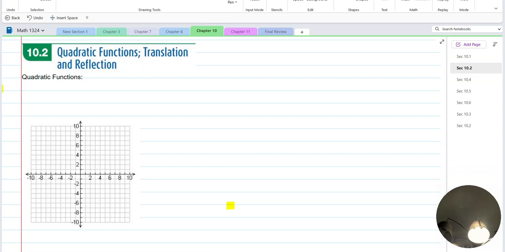Here we are now at section 10.2, quadratic function translations and reflections. In this text, we're learning all of the looks of a function. We did linear, some quadratic, and others in the previous section. Well, let's begin to know and get familiar with the quadratic function.